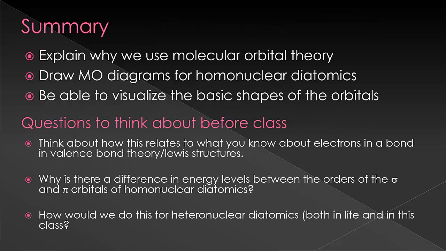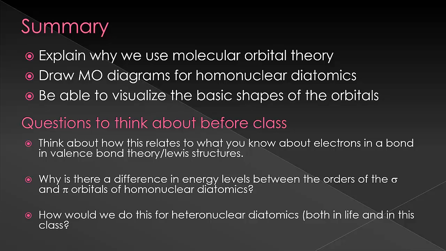In summary, we now know that MO theory has higher predictive value, yet we choose to use valence bond theory when possible due to its simplicity. We know how to draw MO diagrams for the first and second row homonuclear diatomics, and you have a vague idea of what those molecular orbitals look like.